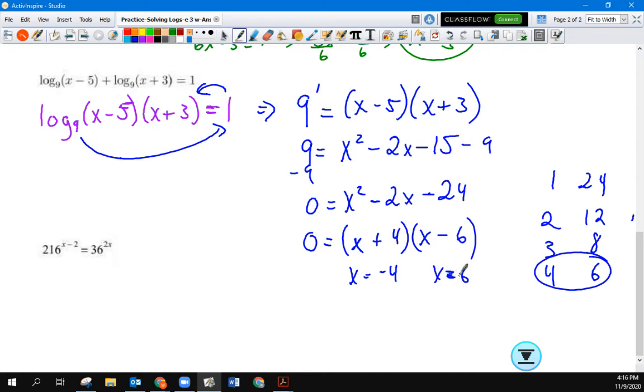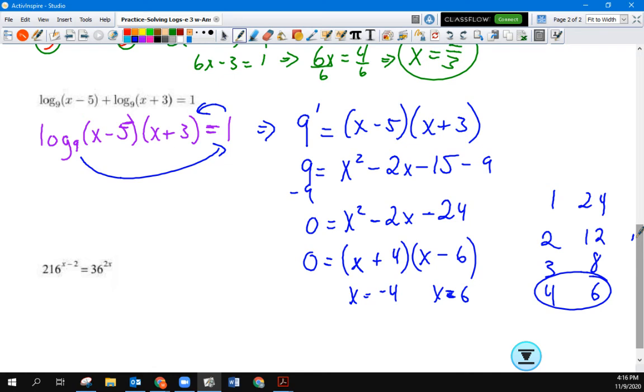But again, we got to go back and check our original. If I plug in negative 4, I get negative 4 minus 5, and that's going to be a negative number. And the same thing for this one. I get negative 4 plus 3, which is going to be a negative number. If I plug in positive 6, this will be positive, and this will be positive. So x equals negative 4 is not a solution. My only solution is x equals 6.